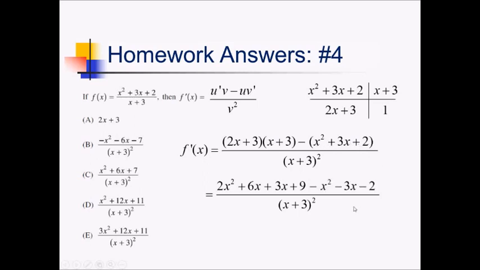The x squareds, let's start there. We've got 2x squared minus x squared is just 1x squared. And then 6x plus 3x minus 3x, well, those 3x's are canceling, so that's 6x. And for the constants, we have 9 minus 2, which is 7. And this is also factorable in the numerator, but it's not going to cancel out the denominator. So we're just going to go with this for our answer, choice C.